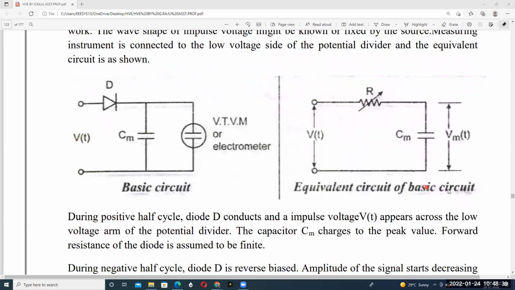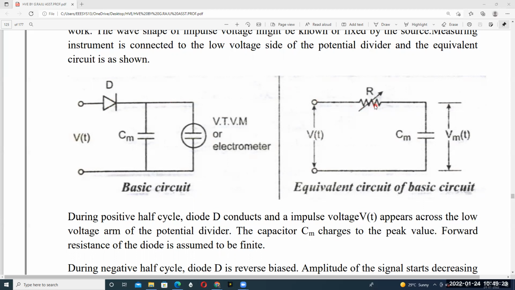In this equivalent circuit of the basic circuit, the diode has some resistance denoted here by R. This R is called the diode resistance, the dynamic resistance of the diode. Ideally, during forward bias the resistance is 0, and under reverse bias the diode resistance is infinity. But in the practical condition, the diode has some forward resistance, and the reverse biased condition also has a very high resistance practically. Ideally the forward resistance of this diode is 0 and the reverse resistance is infinity, but practically it has some resistance.